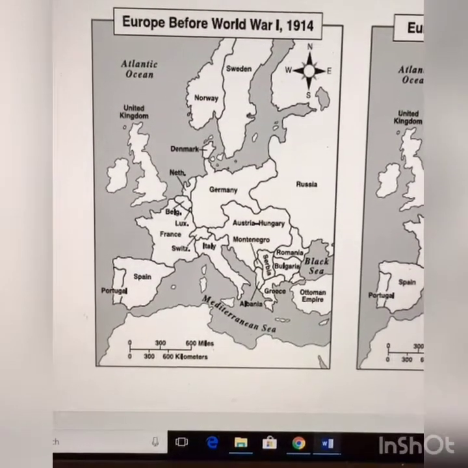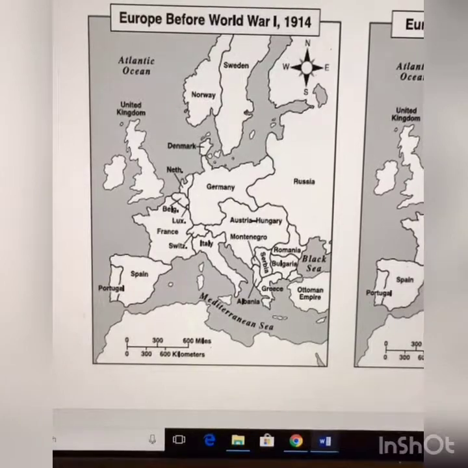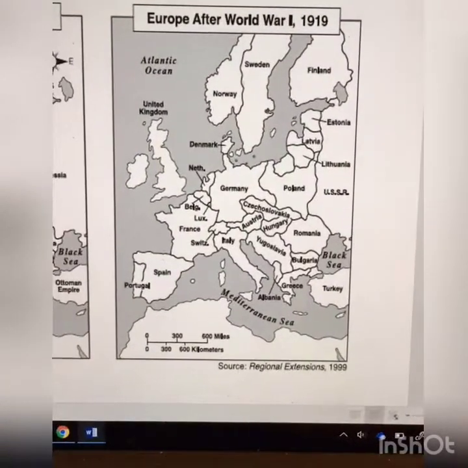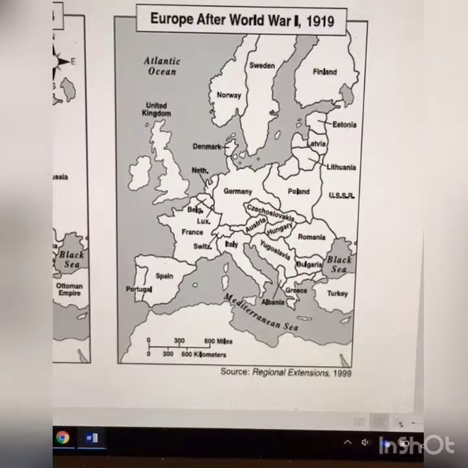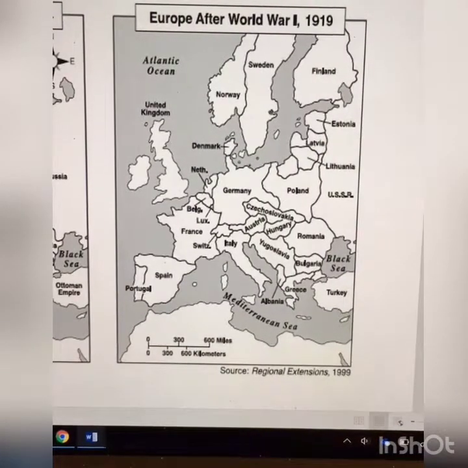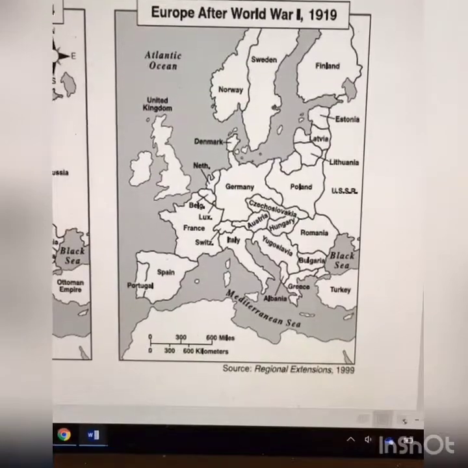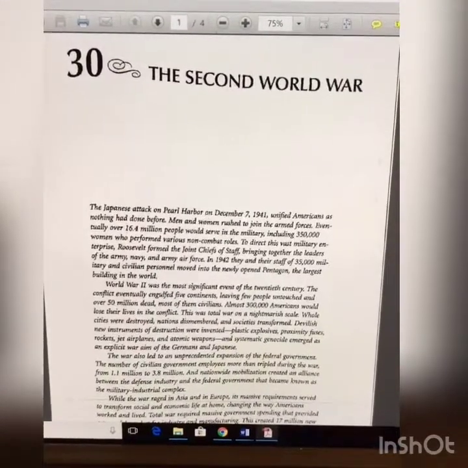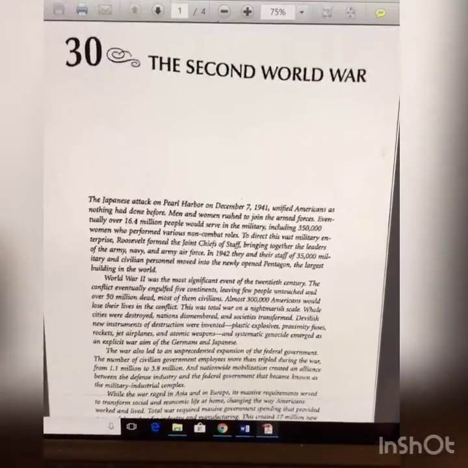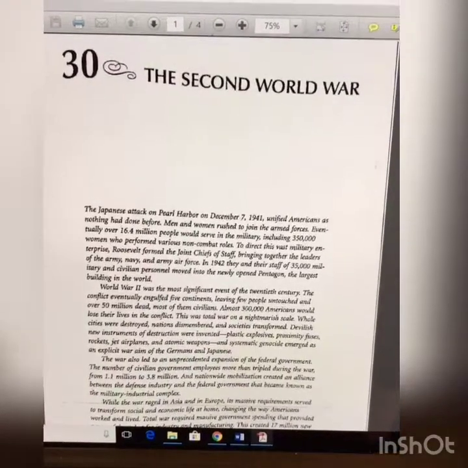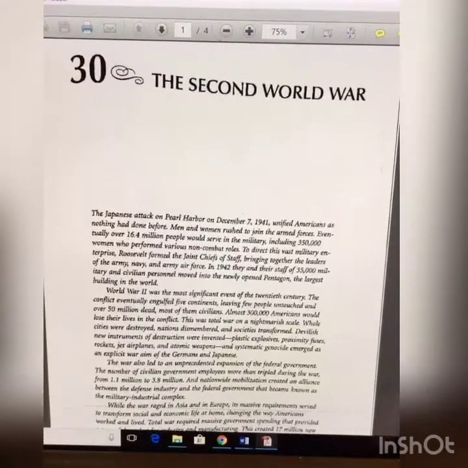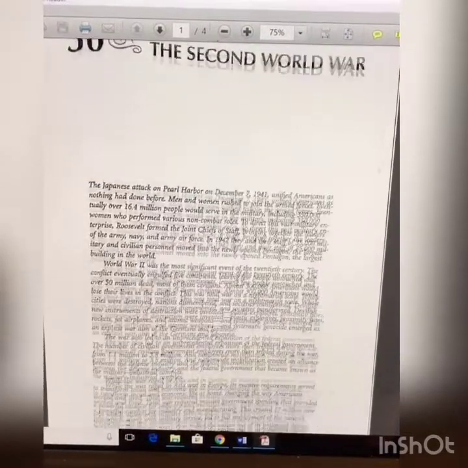The first one here is Europe before World War I in 1914. The second map is Europe after World War I in 1919. This is the secondary source that will be used during the lesson for modeling of analyzing primary and secondary sources to build student self-efficacy.